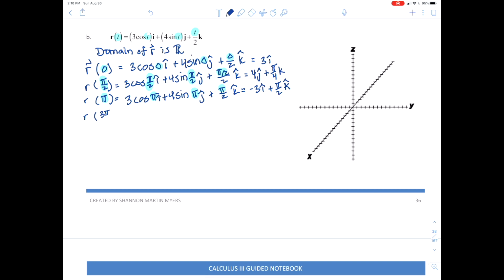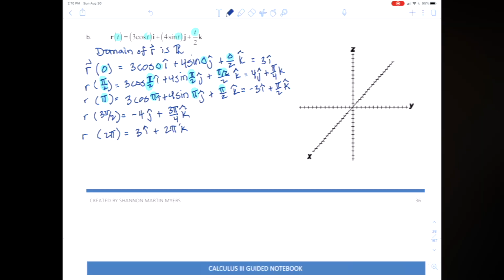If you continue in that, let's at least do 1 rev. So r at 3 pi over 2 would be, can I just go a little faster now? Cosine 3 pi over 2 zeroes out. And so then I think we'll get negative 4j. And then we'll get 3 pi over 4 times k, and r at 2 pi would be 3i plus 2 pi k.